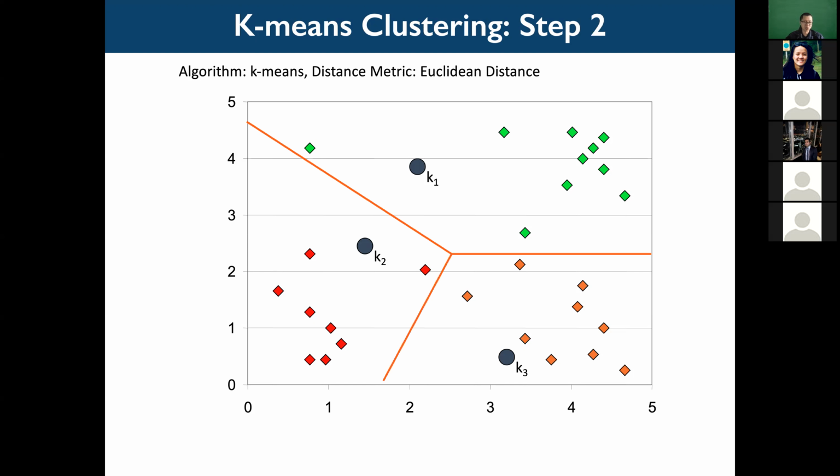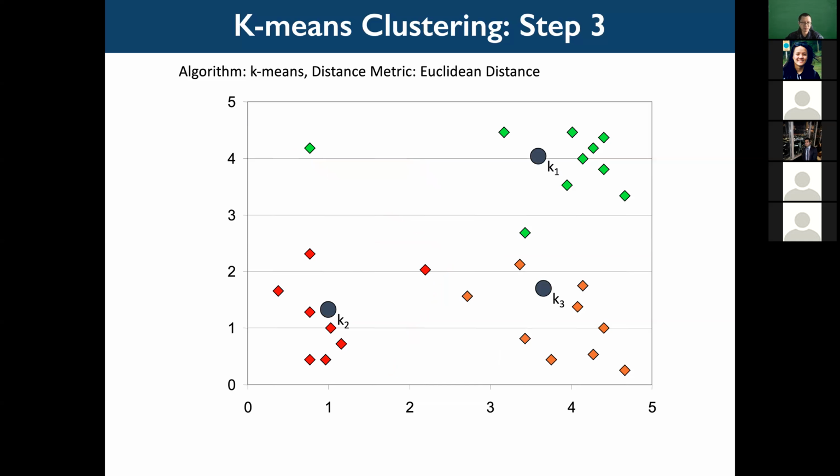Then we assign all those data points into these three clusters. Then we find that K1, K2, K3 are not actually the cluster centers. So we move these three points to the actual cluster centers. Then we recalculate the distances between the data points and the cluster centers, and we reassign these data points to the three clusters. We find some points change clusters because we moved the cluster centers, right?